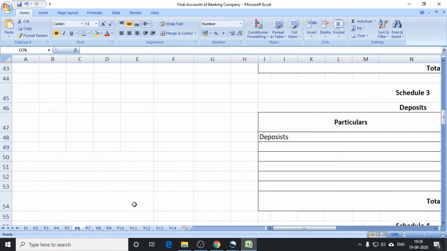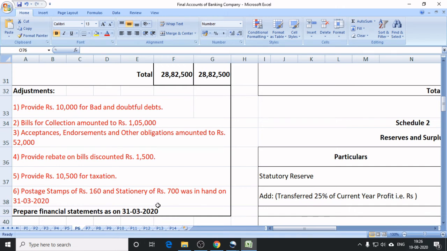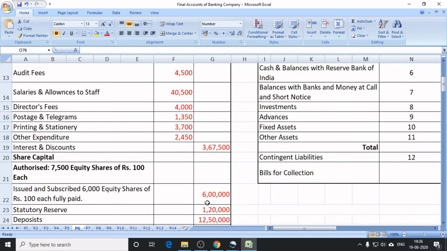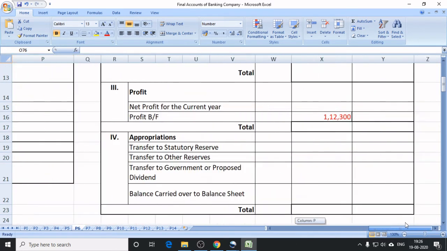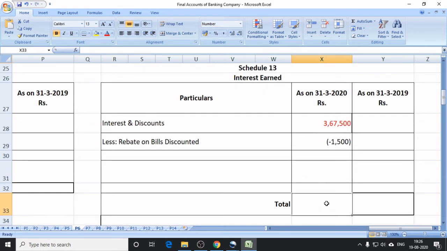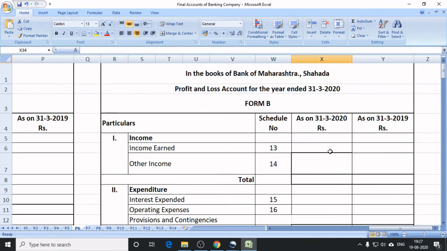Now we have discussed all these adjustments, and we are also done with the particulars which are part of the trial balance. And now let's close first the profit and loss account. Always close the schedules of the profit and loss account before closing the schedules of the balance sheet. So from the total of 3,67,500, deduct 1,500. So the total net income from interest and discounts, schedule number 13, is 3,66,000.